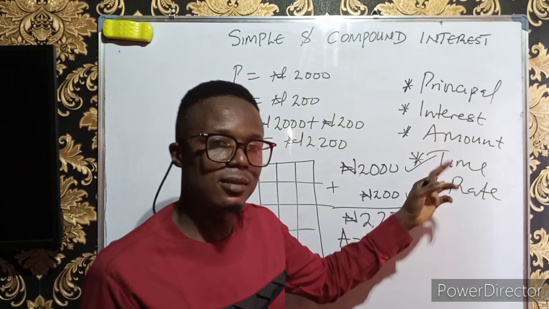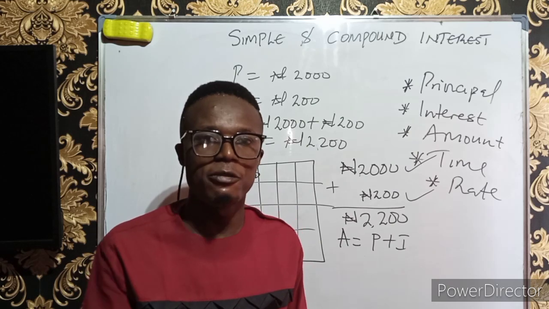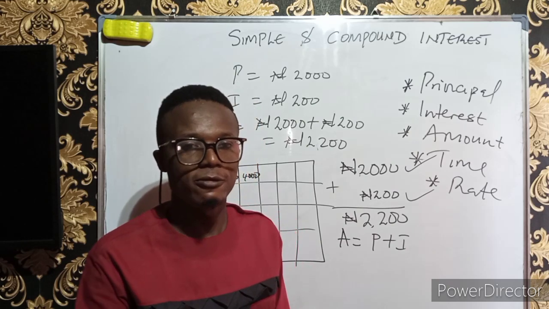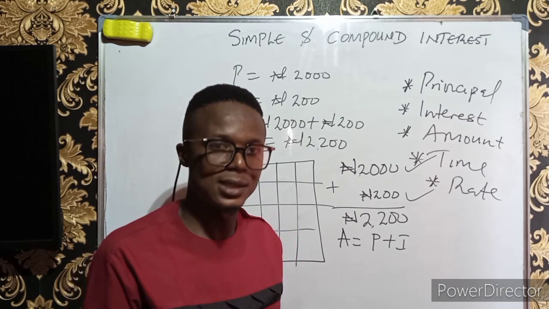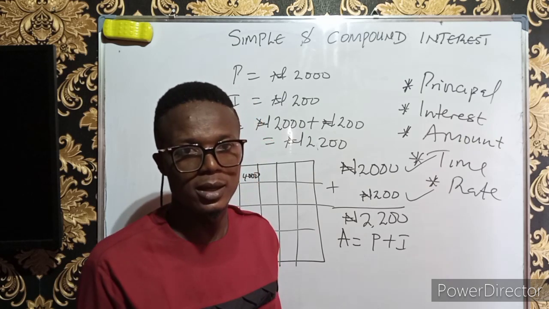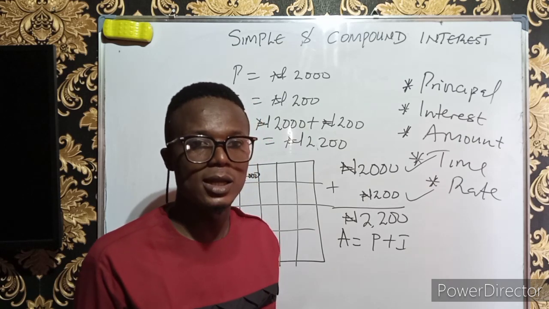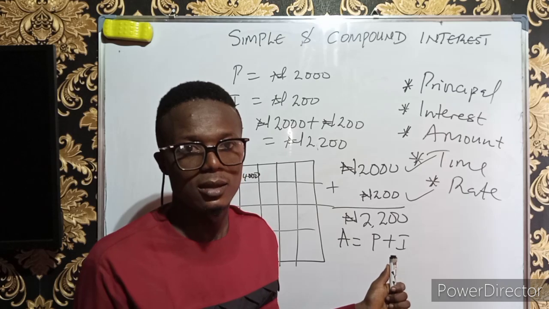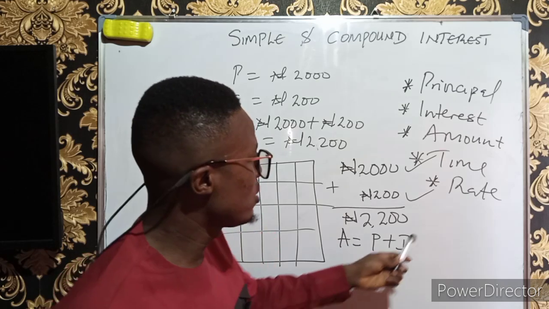So you have time. Time is just the duration of repayment. If it took you 5 years to repay a loan, that is the time, the duration of repayment. But mostly we do the time annually, that is per year. Okay, then we have the rate.